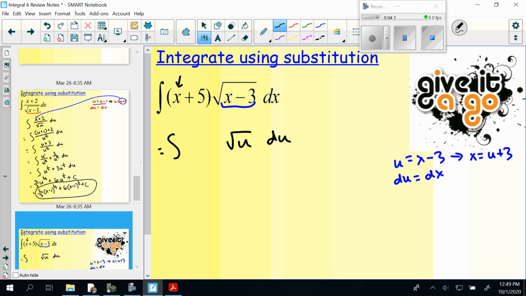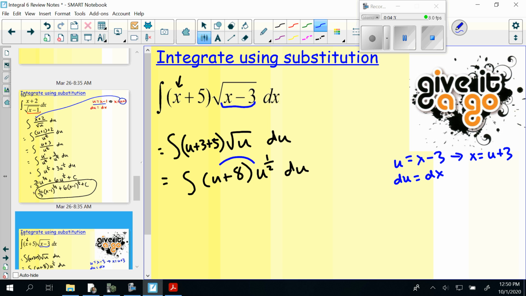So we'd end up with u plus 3 plus that extra 5 there. That was already there. So what we have now is u plus 8. And again, I'm going to write square root of u as u to the 1/2. This one didn't require you to get separate fractions, but it is going to require that you distribute. So hopefully you distributed there. When you have powers being multiplied, you add the exponents, so it'd be u to the 3/2 plus 8 u to the 1/2. And now you can find the antiderivative to get our answer.